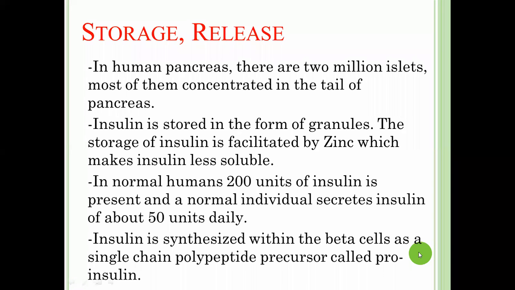The next point, storage. In the human pancreas there are 2 million islets, most of them concentrated in the tail of pancreas. Do you know the structure of pancreas? What are the parts of pancreas? Do you know the structure, anatomy, physiology of pancreas? Yes or no? No, ma'am.